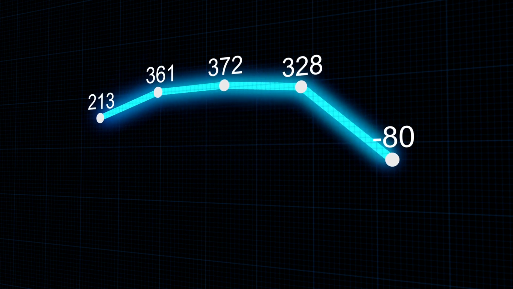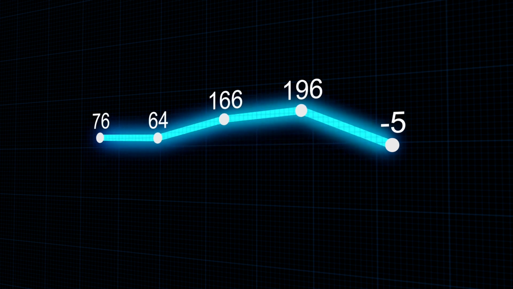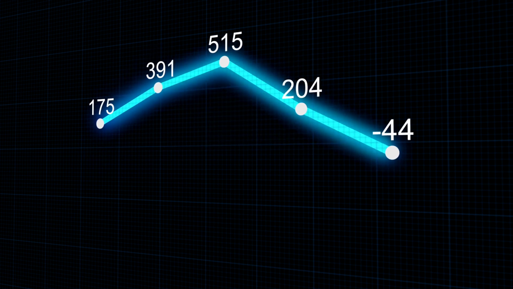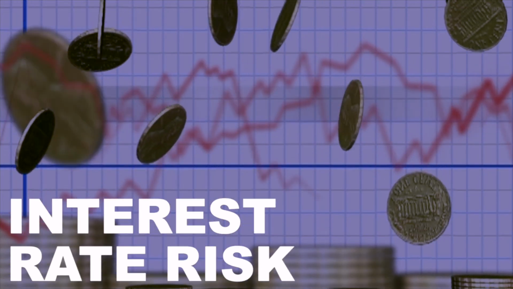Financial asset prices rise and fall for a variety of reasons. Here are 7 sources of risk which affect the value of an investment. The first of these is interest rate risk.